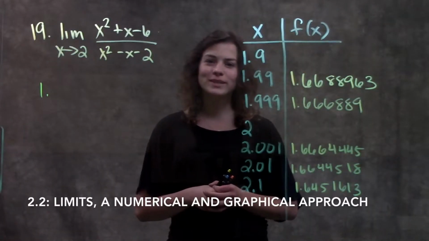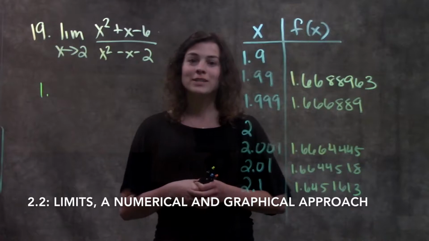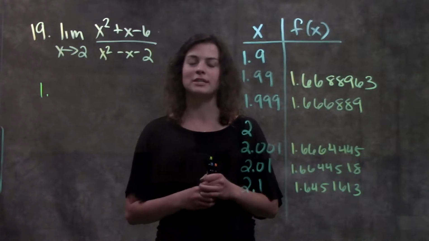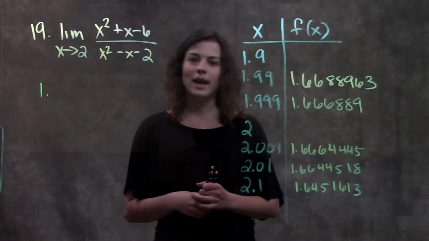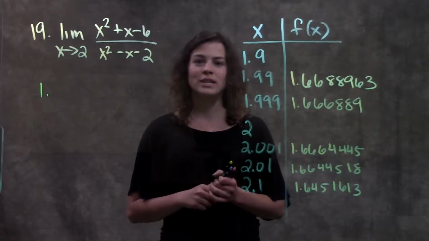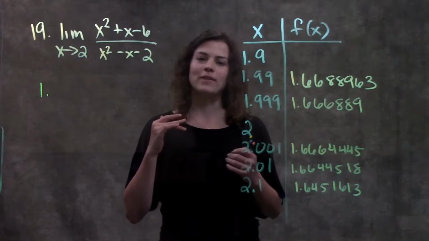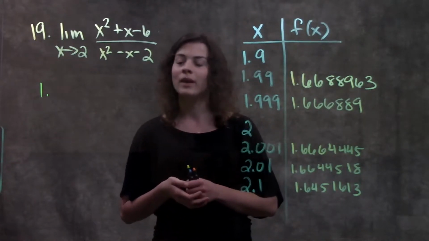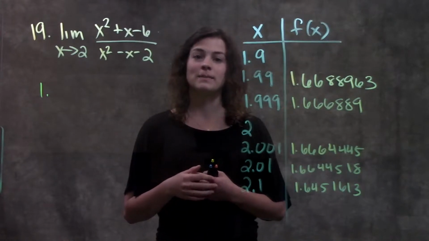This is section 2.2, estimating limits. If you remember back to the last section, we were asked to estimate the instantaneous rate of change at a specific point. And remember, whenever we saw instantaneous rate of change, that made us think of slope. We had to plug in values closer to our point of interest and calculate the slope between those points. Well, in this section, they're asking us to estimate the limit.